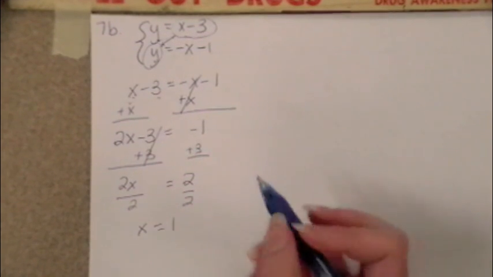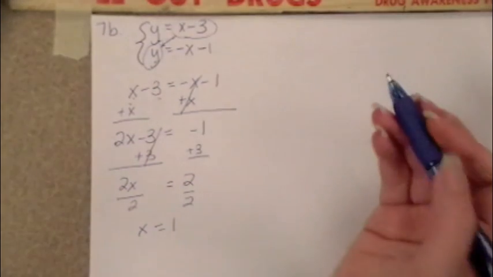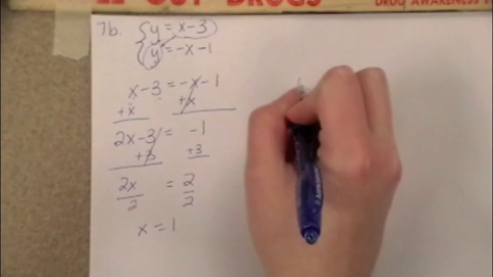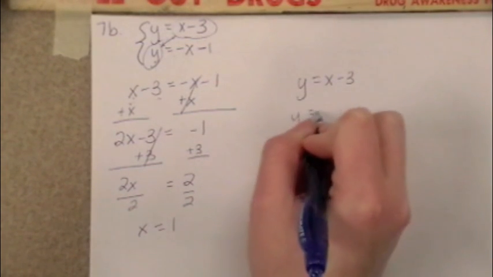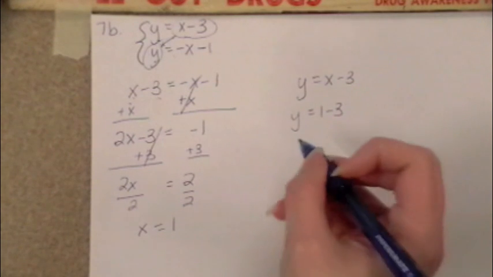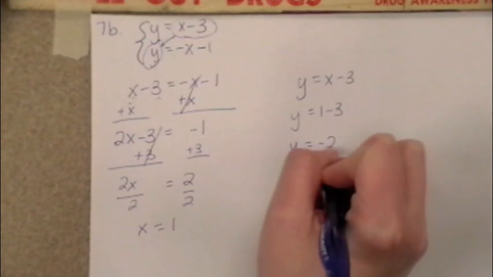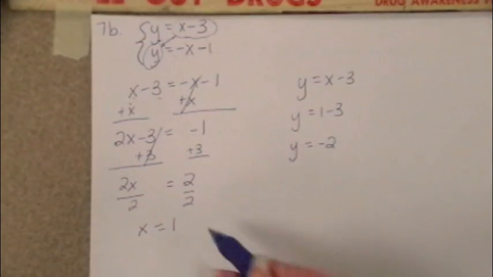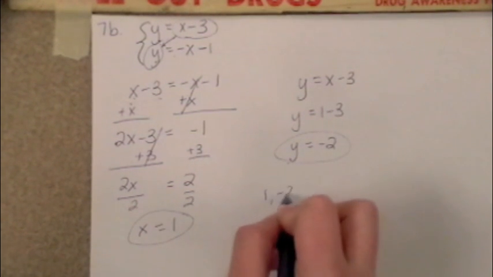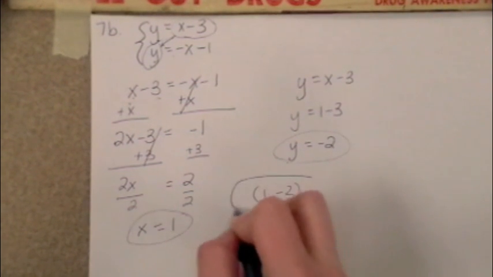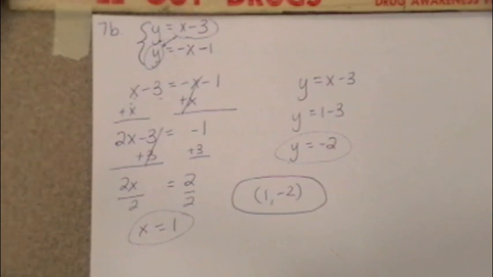Alright, moving on to step 4, we need to plug that into either of these two top equations, whichever one you like better. I'm just going to pick the top one, x minus 3. So the x turns into a 1, we've got y equals 1 minus 3. 1 minus 3 is negative 2, so that must be our y value. And then finally take your two answers, write them with the x first as an ordered pair, put parentheses around it, and there is your final answer, 1, negative 2.